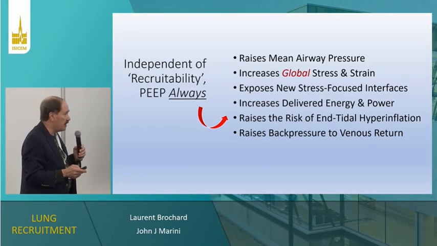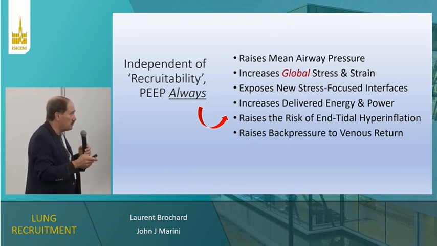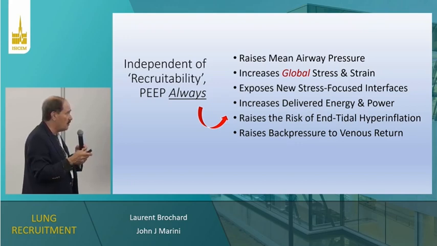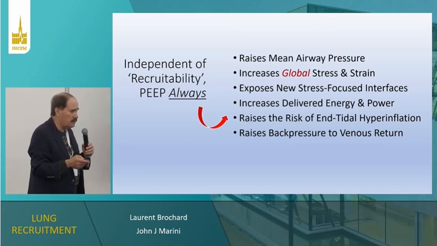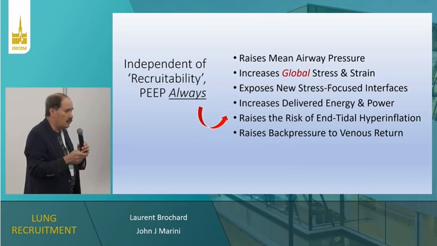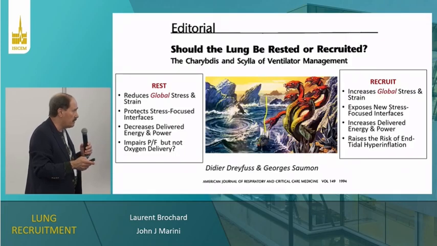I talked about that yesterday, and I don't want to belabor it, but just remember that PEEP always raises mean airway pressure. It increases global stress and strain. When I say global, I mean on average. It exposes new stress-focused interfaces. It increases delivered energy and power. It raises the risk of end-tidal hyperinflation and raises the back pressure to venous return. None of these things is a real good thing to happen. So you want to select the right level of PEEP and mean airway pressure and recruitment.